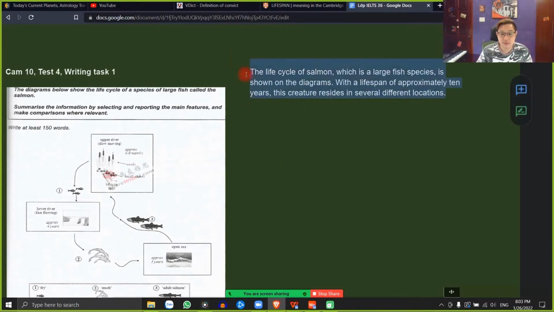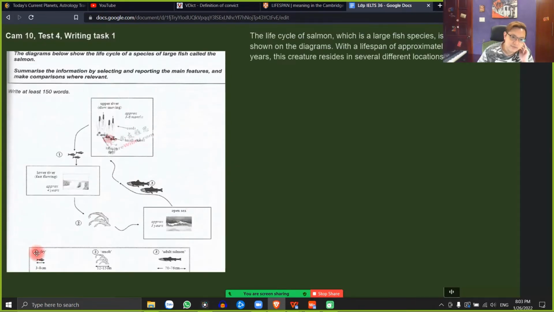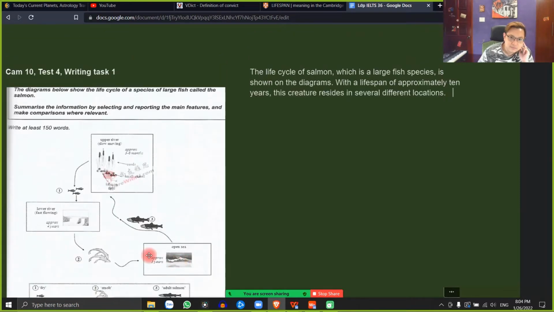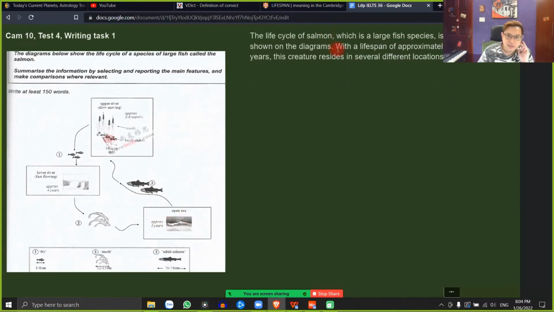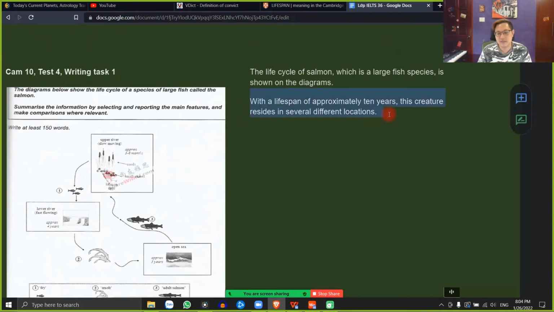Okay, I can use this one as an opening. Maybe you can mention the name, the fried, smoked, and adult salmon here. I think maybe this one can be the overall.